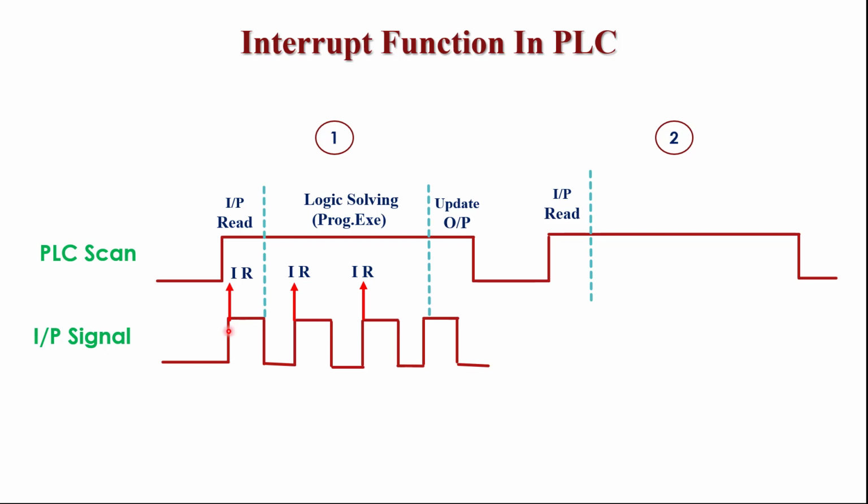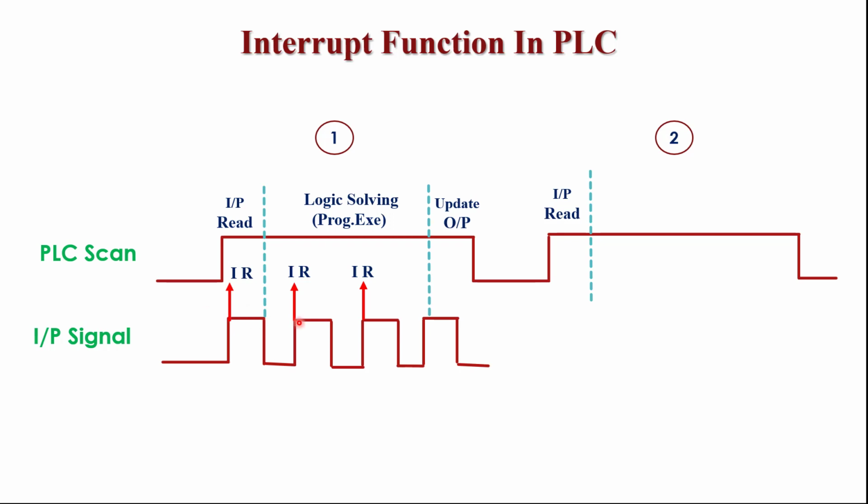I will explain with the help of a diagram. Every time we give an input signal, we add an interrupt request signal. So for the first pulse we add an interrupt request signal, for the second pulse we also add an interrupt request signal, and for the third we also add an interrupt request signal. If this interrupt request signal appears in the input read cycle of the PLC scan time, the PLC CPU rejects this interrupt signal and reads the input signal as normal.